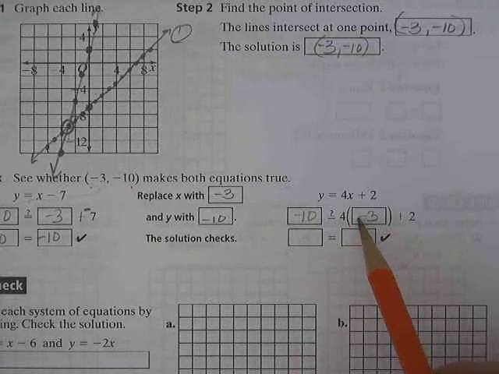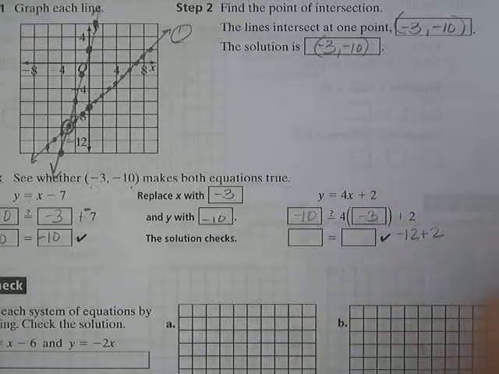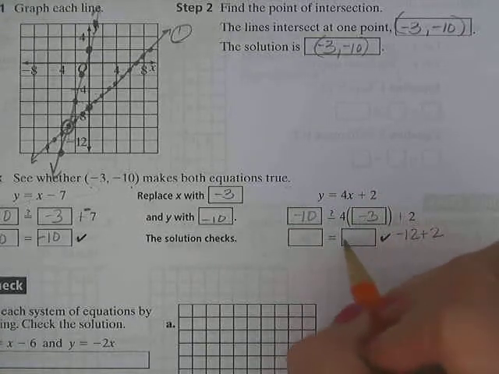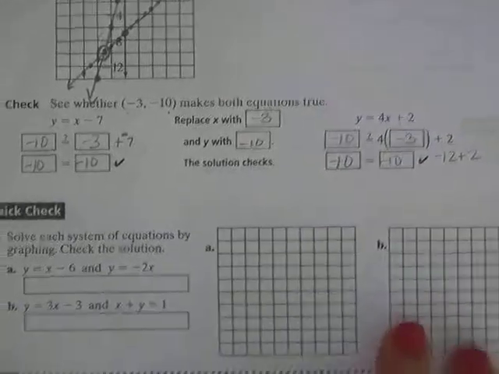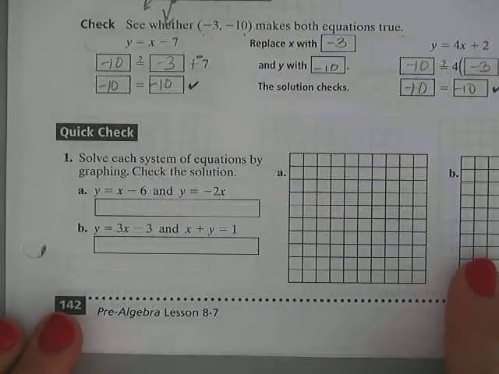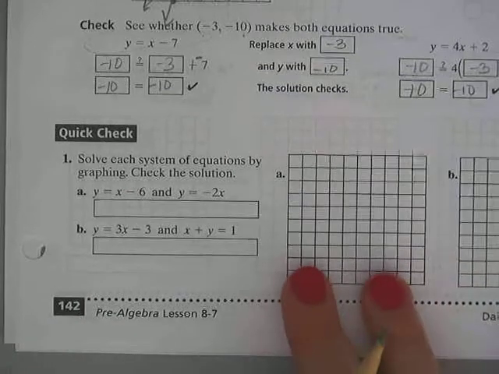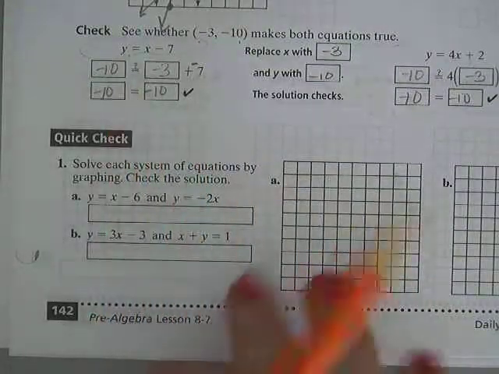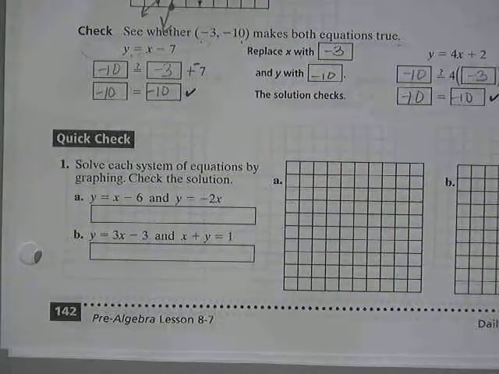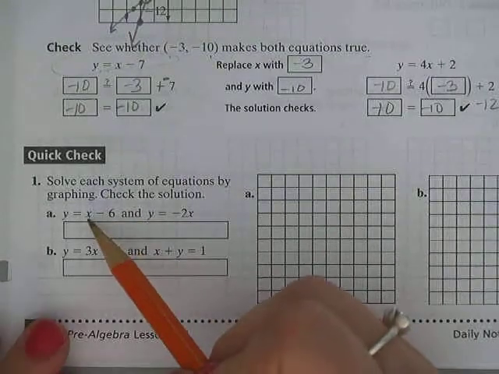Now let's look at this equation. We're going to put in -3 for x, -10 for y. What is 4 times -3? That's a -12. -12 plus 2 is -10. And is that what we were supposed to get? Yeah. All right. So we know we did it right. Just because this equation is solved for y already.